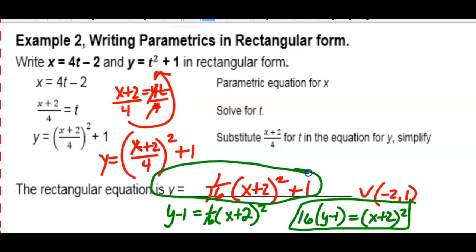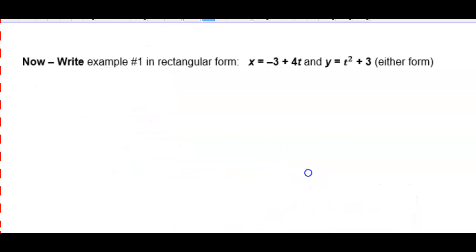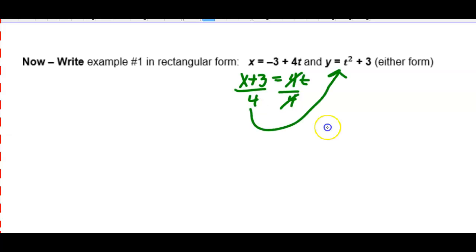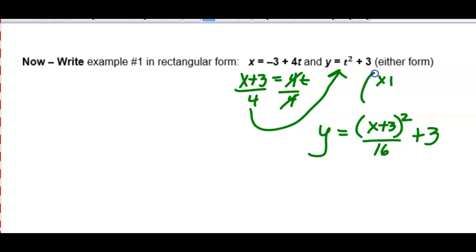We're going to go back now and do the one that we did up above, number 1. So this time we're adding 3, and then we're going to divide by 4, and now that the t is by itself, I'm going to put it into the other one. So it'll say, we're squaring it, so the x plus 3 is squared, the denominator squared becomes a 16, and then there was a plus 3 on the back, okay? Or I could have said x plus 3 over 4 squared. I would take that as well.